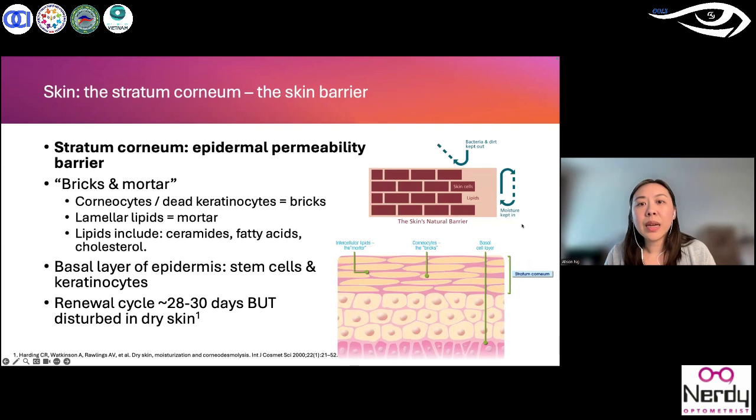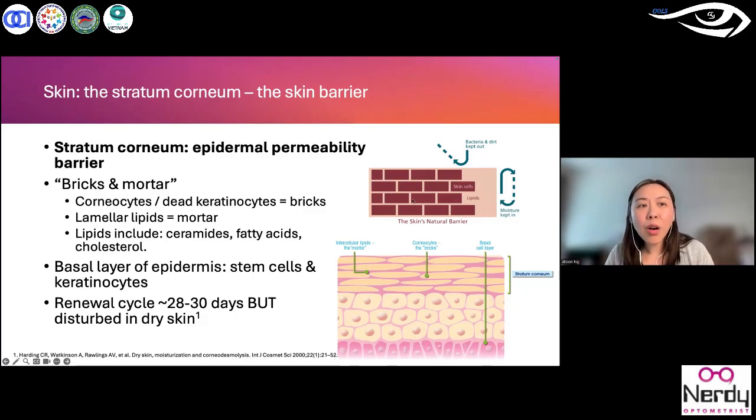And this stratum corneum is imperative in maintaining the epidermal permeability barrier. And it really does play a huge role in maintaining skin hydration and protection. But also as part of that as well, it also hosts the skin microbiome. So because it's that very outer layer, we have natural bacteria and yeasts that live on our skin as they do on all parts of our body.